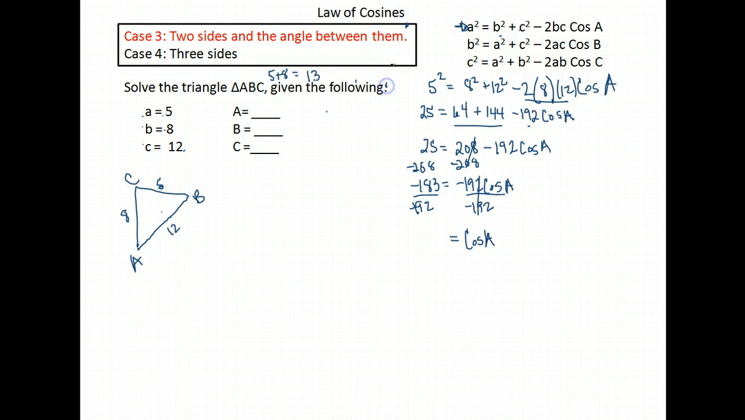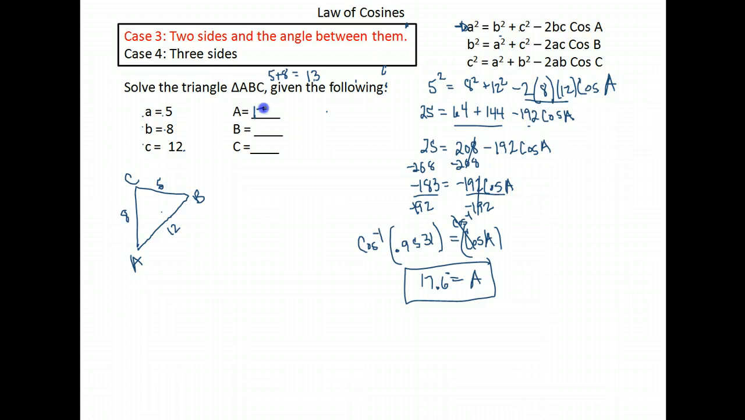But we don't, because this does have a solution. We end up with about 0.9531. I'm going to leave that in my calculator, because to finish up here and get cosine out of there, I do the inverse cosine or arc cosine of both sides. And so I do the inverse cosine of that number that's in my calculator, and I get about 17.6 degrees. Okay, so I found one of my angles.